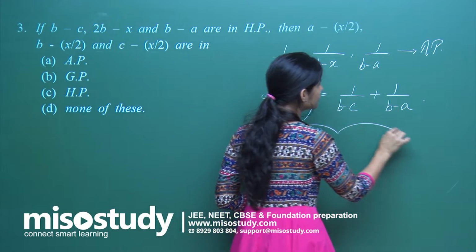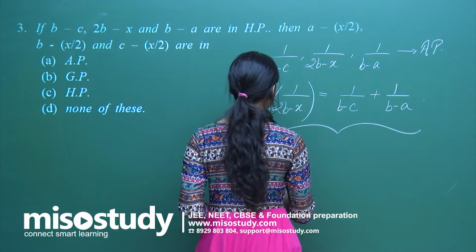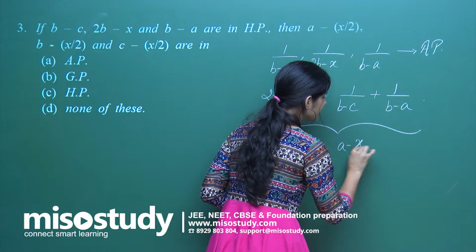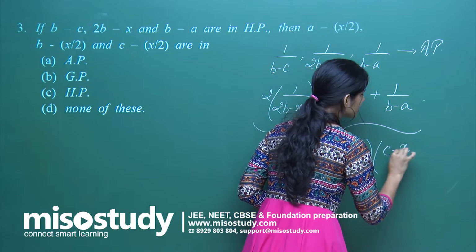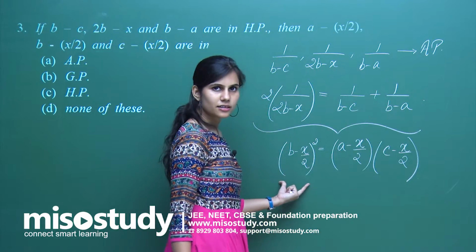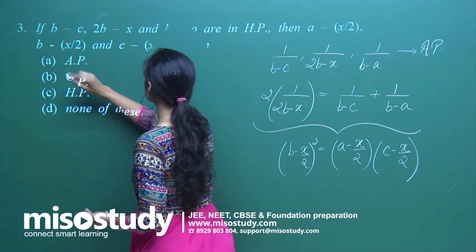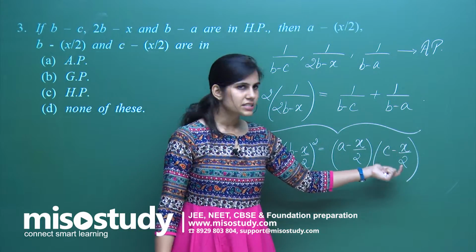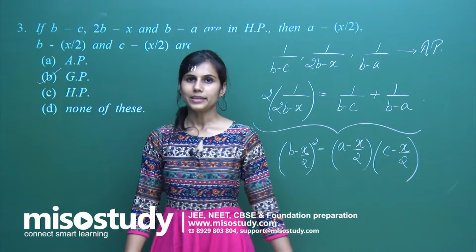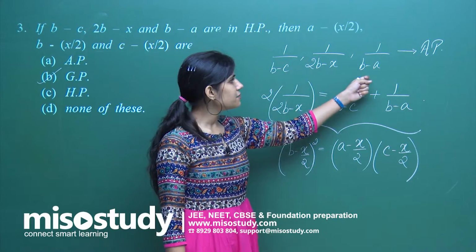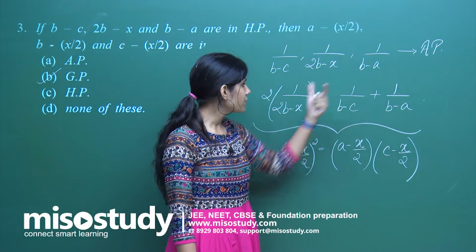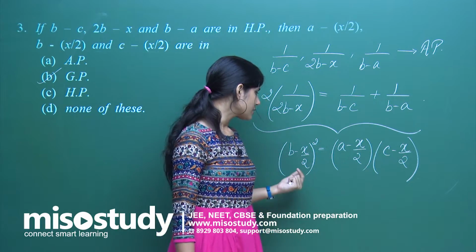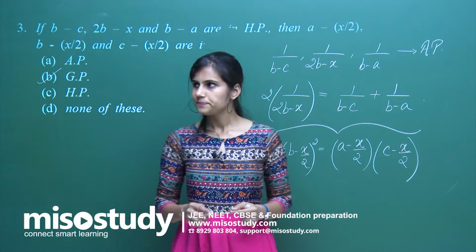Very easily you can resolve this expression completely, and what you are going to get is B minus X by 2 whole square is equal to A minus X by 2 into C minus X by 2. Which means that A minus X by 2, B minus X by 2, C minus X by 2 are in GP. So if these three terms are in HP, their reciprocals are in AP, because of which this is the relationship between them. Resolve it, you get this, which means A minus X by 2, B minus X by 2, C minus X by 2 are in GP.